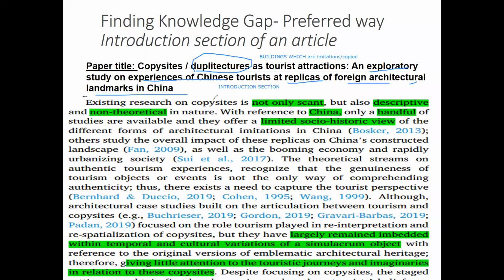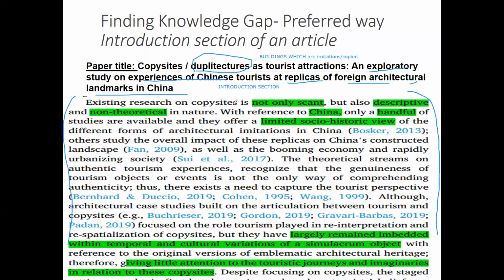Now, if you open this research paper, in the introduction part you can easily identify the knowledge gap which these authors focused upon. So this is from that research paper. Let me read it and try to make you understand how you can identify a knowledge gap. Okay, so this is from the authors: existing research on copy sites. Copy sites are basically these duplicatures.